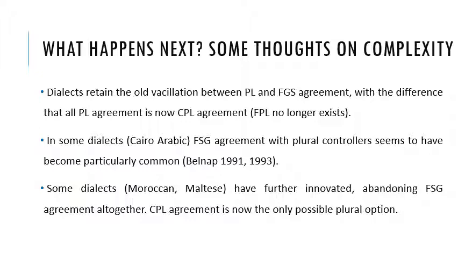On the contrary, it is very interesting to note that certain Western dialects in the Maghreb seem to be particularly innovative in that they have abandoned feminine singular agreement completely or almost completely. In these dialects, for instance, urban Moroccan and Maltese, common plural agreement is now the only agreement option for plural controllers, and in this sense their agreement system has become remarkably simpler.